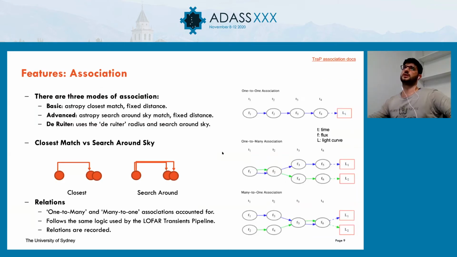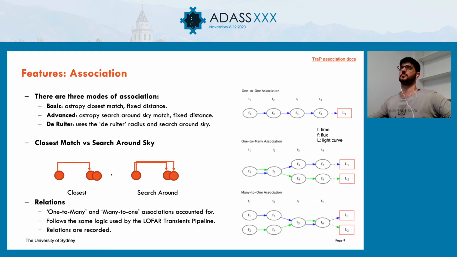Some of the features, for example, the pipeline association. As I said before, there are 3 methods: basic, advanced, and Reuter. We make use of AstroPy functions. For the basic, we use the closest match, finding the closest match to the current measurement or source measurement. But in the advanced and Reuter methods, we make use of a search around sky function, where you can find multiple sources and measurements that are close to each other, and we record them as related.